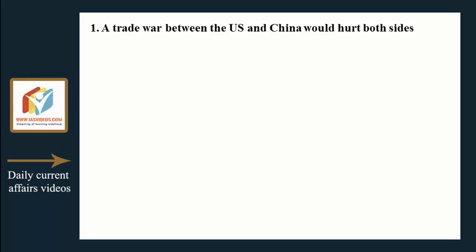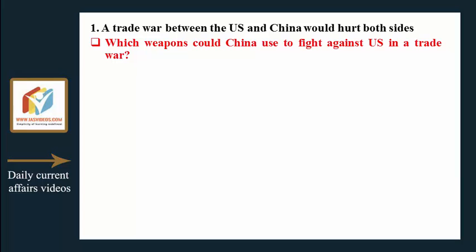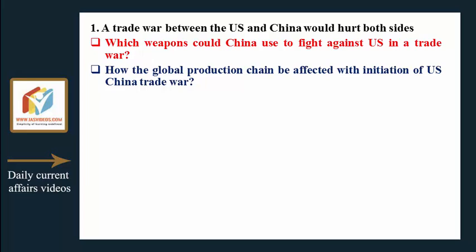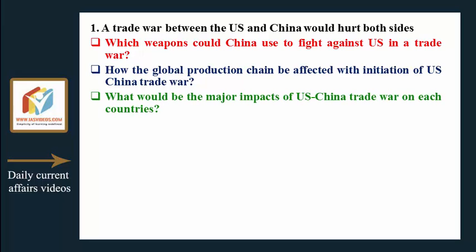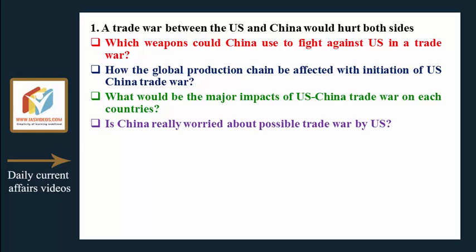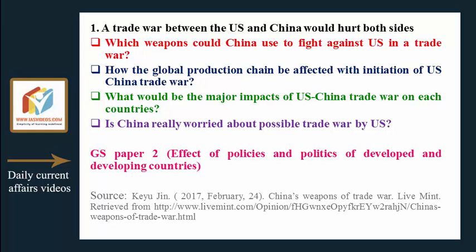A trade war between the US and China would hurt both sides. Which weapons could China use to fight against the US in a trade war? How would the global production chain be affected with the initiation of a US-China trade war? What would be the major impacts of a US-China trade war on each country? Is China really worried about a possible trade war by the US? GS Paper 2, Effect of Policies and Politics of Developed and Developing Countries.